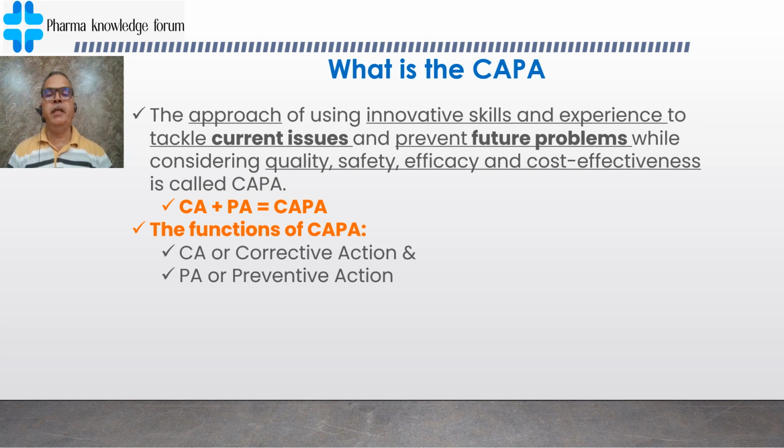From the definition, it is clear that CAPA deals with two types of issues. First is the current issues, second is the future problems, that is, potential issues. When an approach deals with the current issues, then it is called corrective action. When an approach deals with the future problems, that is potential issues, then it is called preventive action.